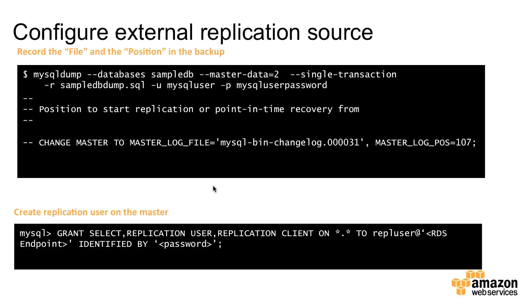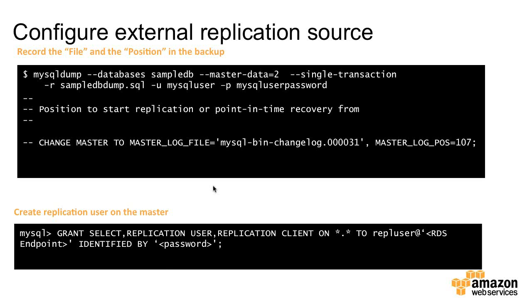Once the dump has been imported, we will start the external replication. So I will note the position to start the replication from, the point-in-time recovery, and then I'll execute this command on the screen, the MySQL dump command. And once the MySQL dump is completed, I will start the replication user. I'll create a replication user on the master database, which may be running on-prem or on Amazon EC2.